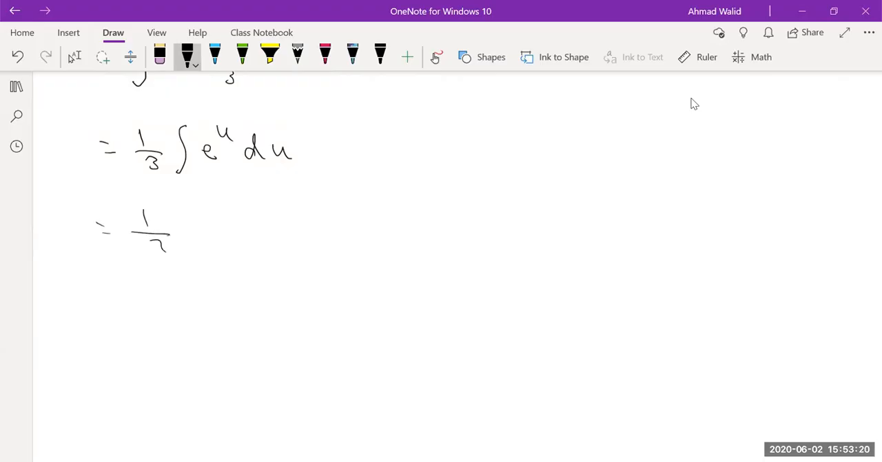Integral of e to the u gives you back e to the u, because you are dealing with indefinite integral, you have to put here plus c. Correct? One more step. 1/3 of e to the power of, what was your u? Your u was x cubed. 1/3 of e to the x cubed plus c, final answer. Correct?